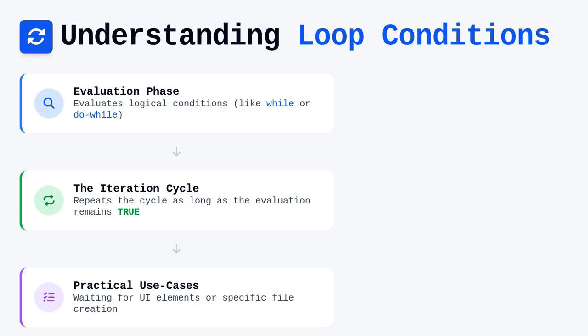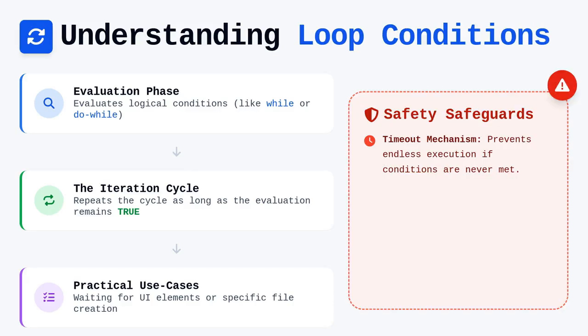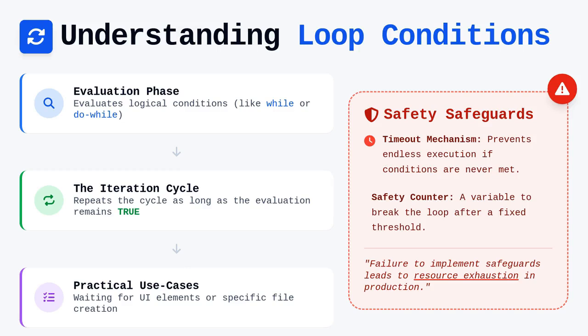in a folder. Because this can easily result in an infinite loop, you must always incorporate a timeout mechanism or a safety counter variable to break execution if the condition remains unsatisfied beyond a reasonable threshold. Failing to implement these safeguards is a common source of resource exhaustion in unattended production environments.